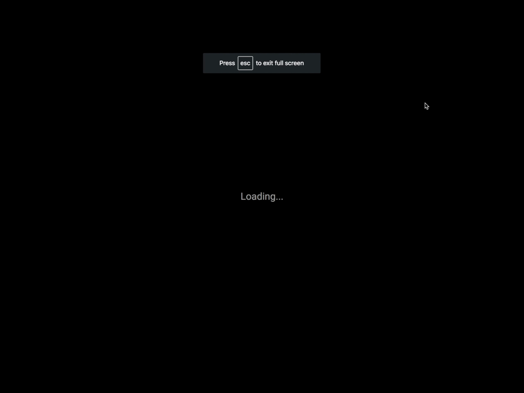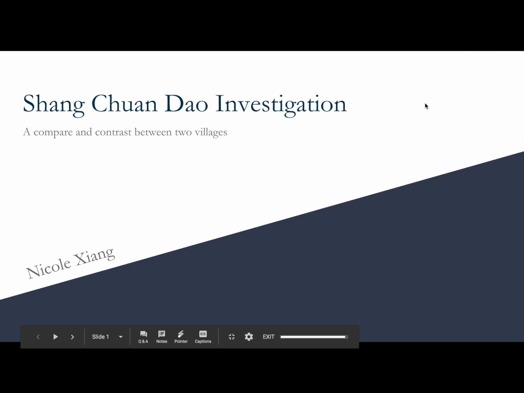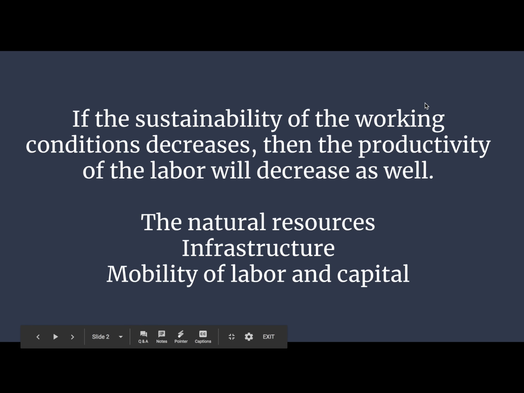Hi there. This following analysis will explore the hypothesis that if the sustainability of the working conditions decreases, then the productivity of the labor will decrease as well. This will be examined through looking at natural resources, infrastructure, and mobility of labor and capital.